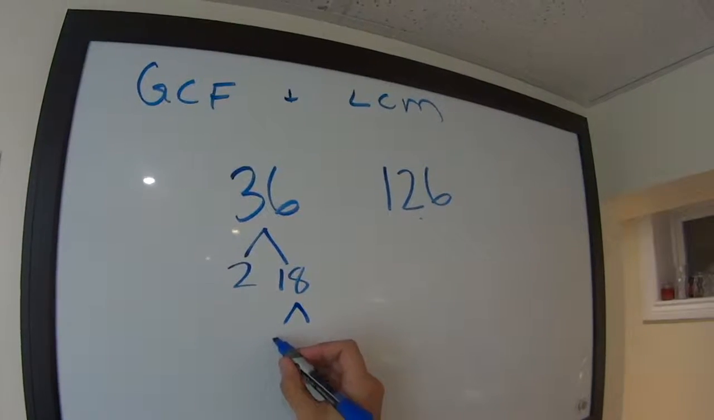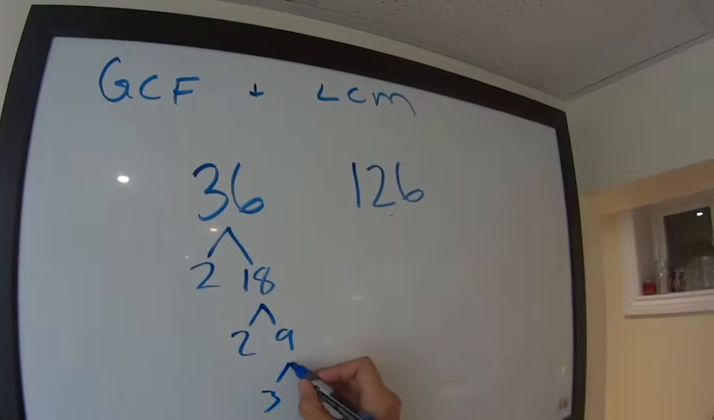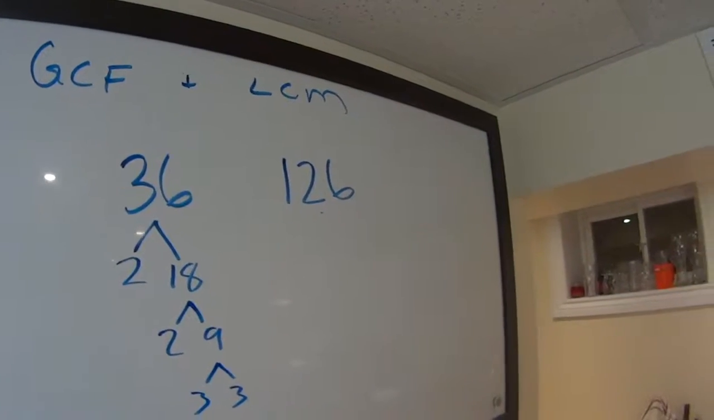you can do it this way. We'll do 2 by 9. 3 times 3 equals 9. All right, we're done.